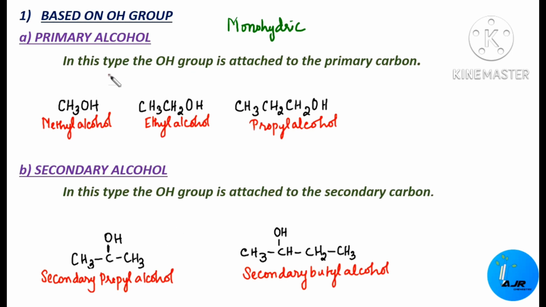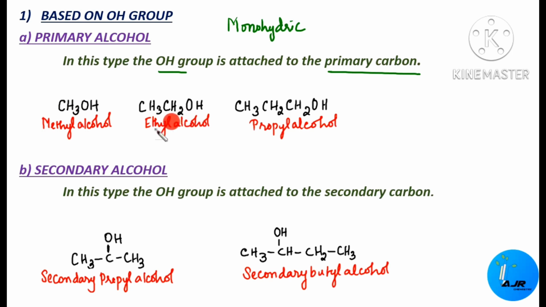Understood? So let us see what is primary alcohol. In this type, the OH group is attached to the primary carbon. What do you mean by primary carbon? Primary carbons are the carbon atoms which will be attached to only one carbon atom. See here, this OH group is attached to one carbon atom. Obviously, this carbon atom is not attached to any other carbon atom. So this comes under primary. Primary alcohol. This carbon is a primary carbon.